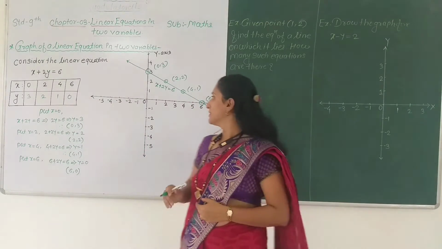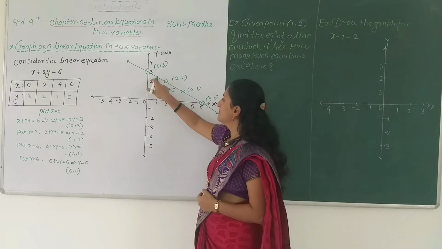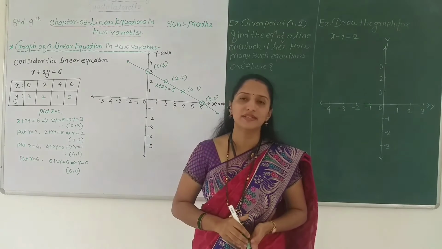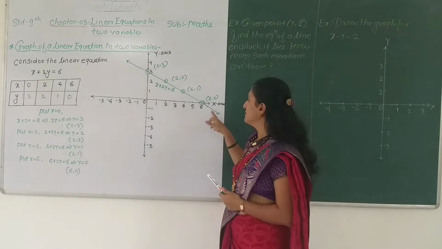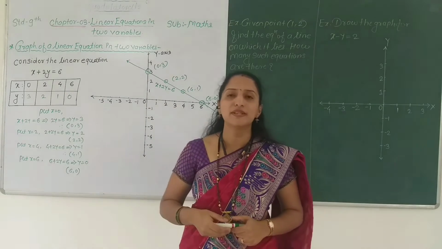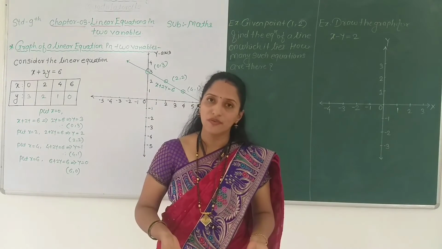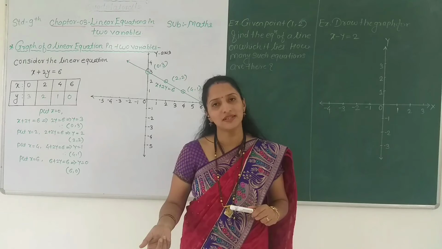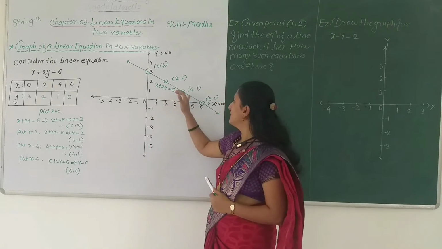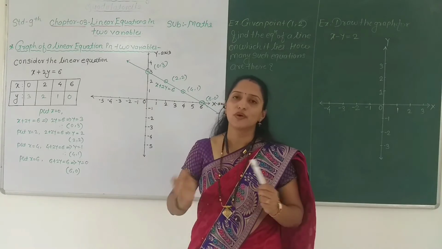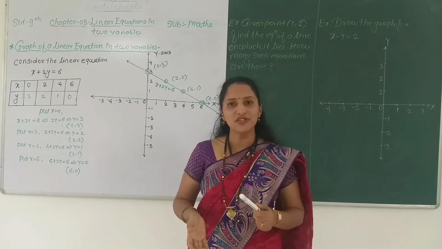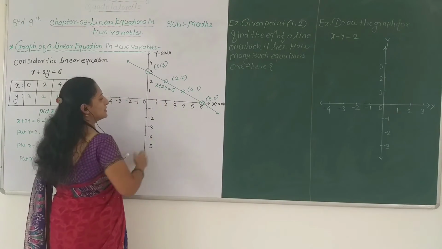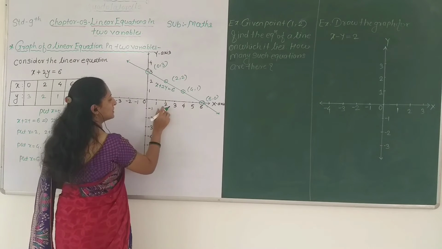That means what? Any point on this line satisfies the equation x plus 2y is equal to 6. Or one can say a point that lies on the line satisfies the equation of the line. Every point on the line satisfies the equation, which means the coordinates of that point satisfy the equation. Now suppose I take the point (2, negative 1). Let us check (2, negative 1).